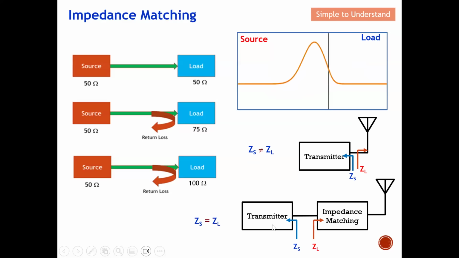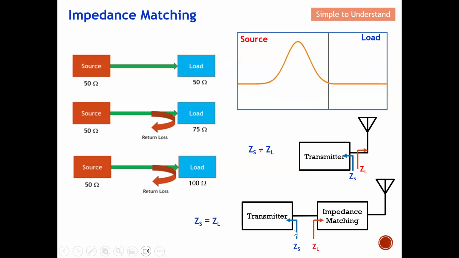So what is the role of impedance matching? Let's say we insert an impedance matching network in between the transmitter and the load. Now when we look into ZS and ZL, they are equal. So imagine when I put some device over here, which means that ZS equals ZL, then I will be able to achieve maximum power transfer.